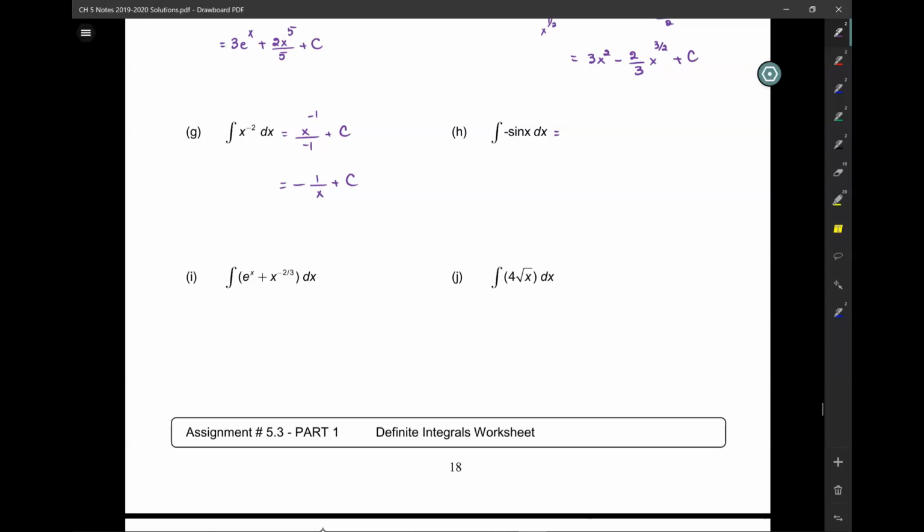So this one we're gonna take the integral of negative sine. The integral of sine is negative cosine, and if it's the negative of that, then it's just positive cosine plus c.